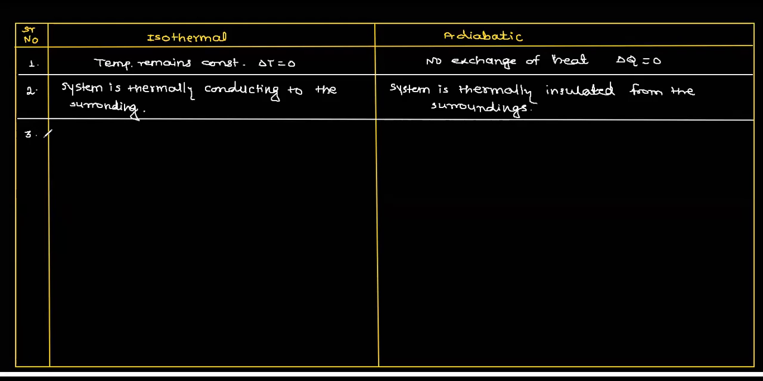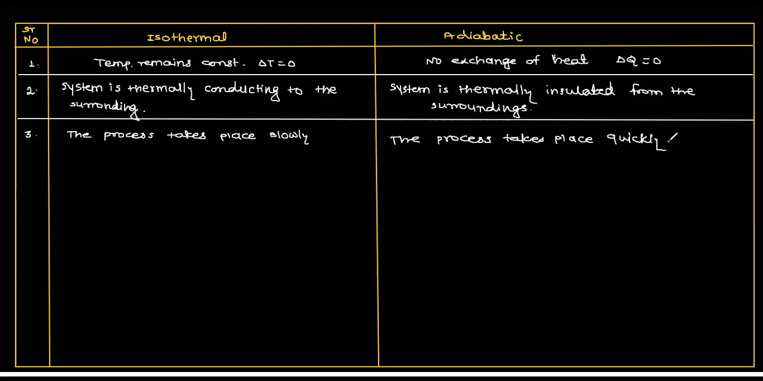Next one, point number 3, you see, the process takes place slowly. Which one? This one, isothermal. The process takes place slowly. And here you know how it is taking place. It is sudden. Shall I write here sudden process, or the process takes place quickly? You can write in whole sentence also. The process takes place quickly. Which one? This adiabatic. This is your point number 3 finished.